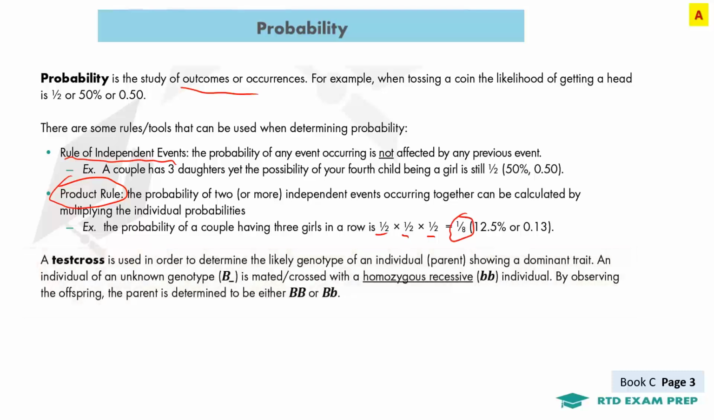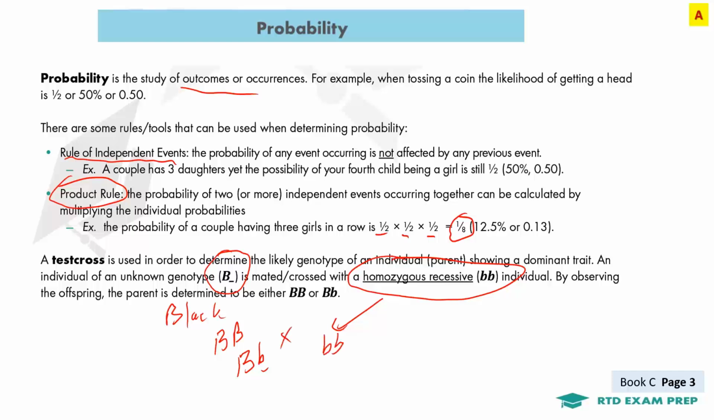The second thing on this slide is known as a test cross. A test cross is used to determine the genotype of a parent that is unknown. Once you see that big B, the dominant trait, and let's say it stood for black, we don't know if it's homozygous dominant or if it's heterozygous. The only way to prove that is to cross it with a known homozygous recessive.